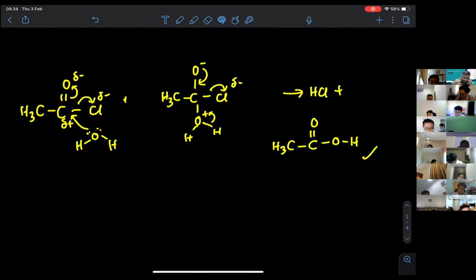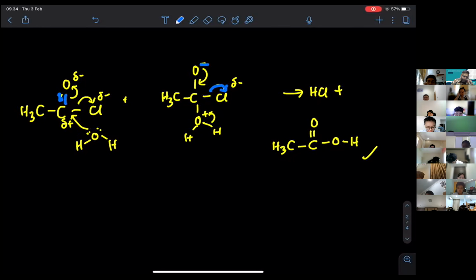This one? Yeah, the middle one. The middle, okay. So if you look at the middle one, you can see that, first, because the electron from the double bond over here went towards O, it will become negative charge. And this reaction is still ongoing. We didn't break it.